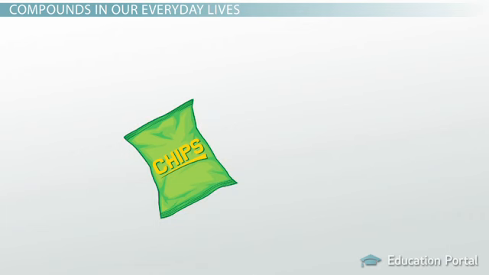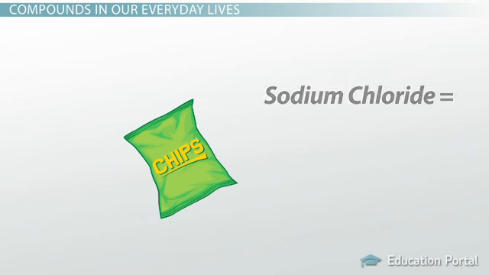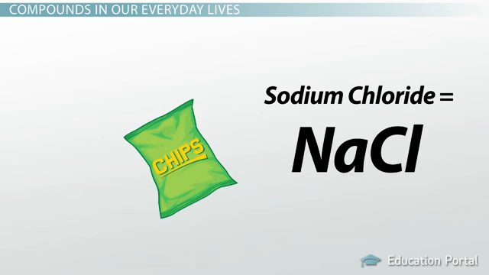Did you know that the salt on your potato chip is actually a compound called sodium chloride? Sodium chloride is made up of two elements, sodium and chlorine.